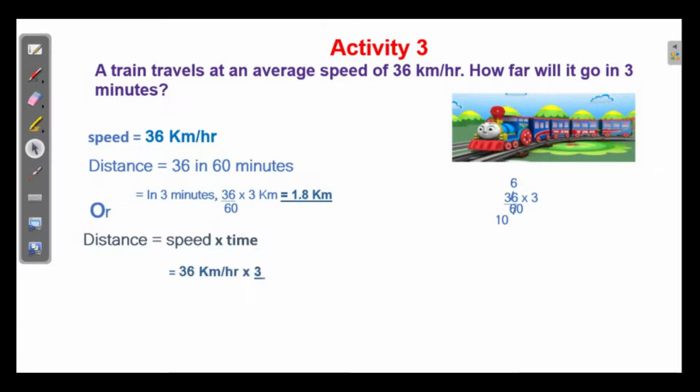So, speed is 36 kilometer per hour and time is 3 minutes, which means 3 by 60 hours. Now, divide as you have done it before. So, it is 1.8 kilometer. 18 by 10 is 1.8. So, the distance is 1.8 kilometer.